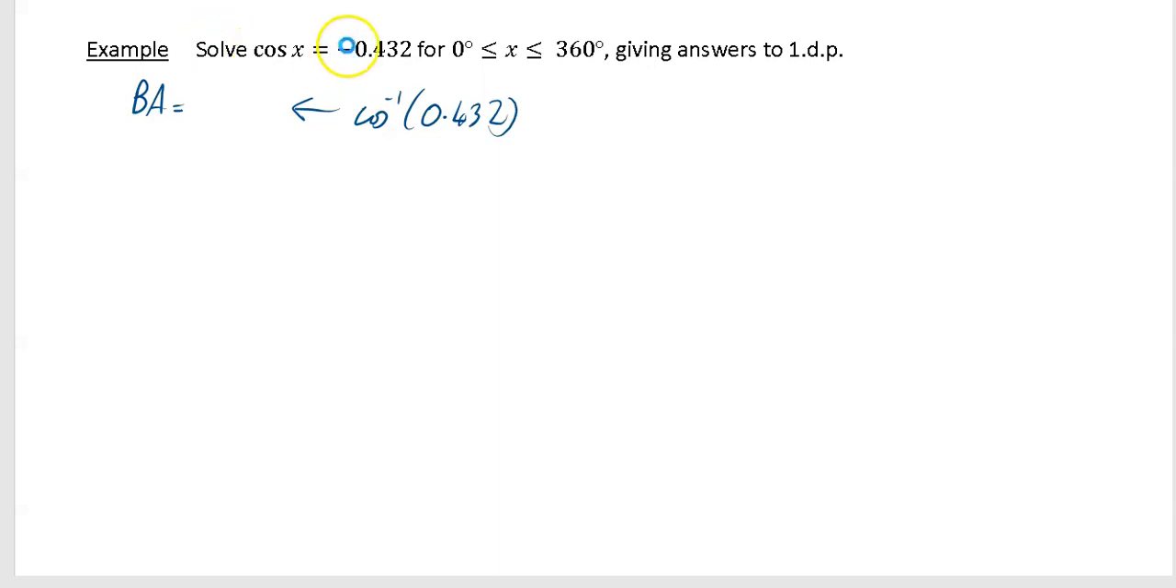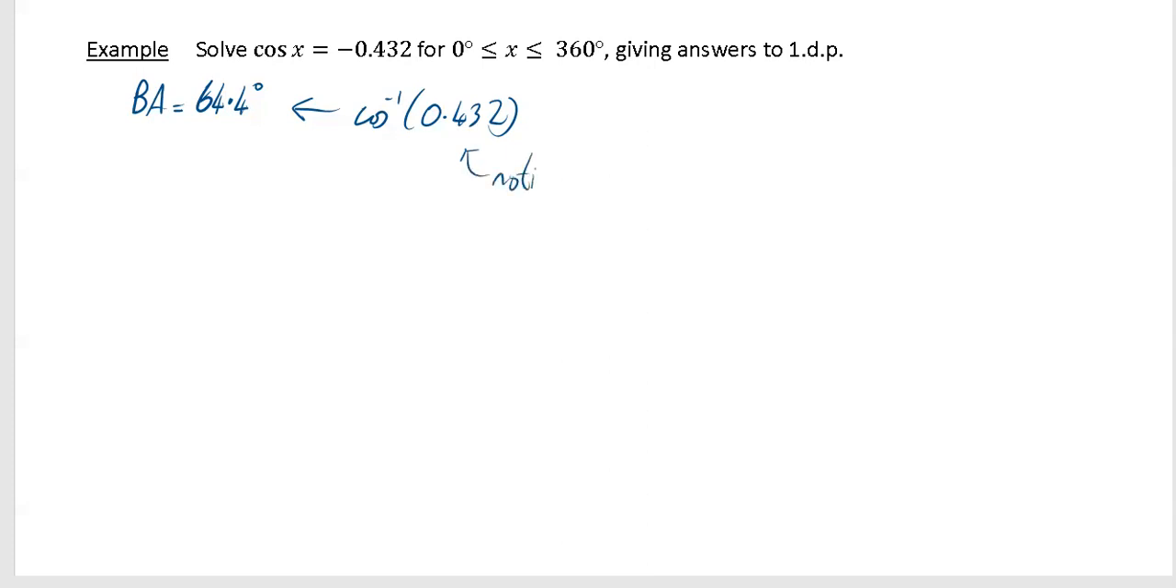So I ignore this minus sign at this stage. It will come into play later on. So if you do cos to the minus 1 of 0.432, you will get 64.4 degrees.